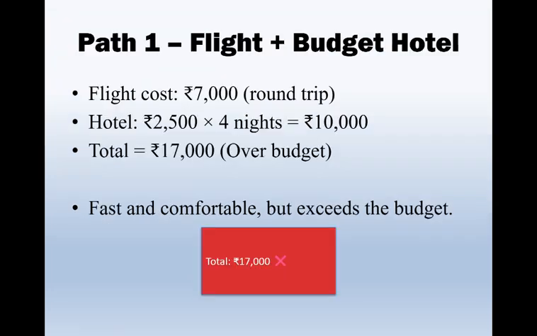For part 1, his option is going to be flight plus budget hotel. The flight costs 7,000 for a trip, so both up and down. And for a hotel, the minimum cost is up to 2,500 for a day. Then it will become 10,000 for 4 nights. Then the total amount which is going to be calculated will be 17,000, which is over budget. This path is fast and comfortable, but it exceeds the budget.